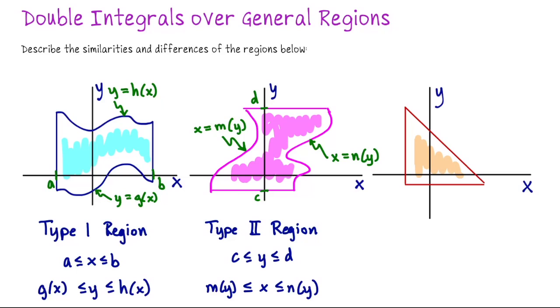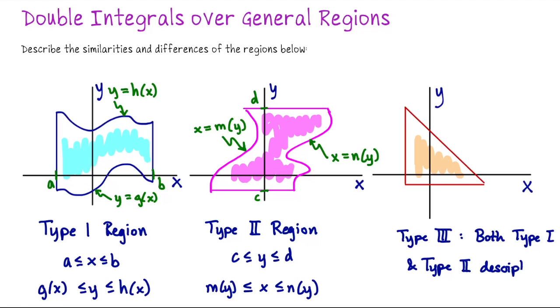Now, if we look at the picture on the right, we could interpret this shape as either type 1 or type 2. So you could either say that x is bound between a and b, and y is going from this constant value down here up to this line. Or you could say that y is bound between its lower bound and its upper bound, and x is traveling from this vertical line to this other line. So this one is called a type 3 region, and basically it means it's both type 1 and type 2.